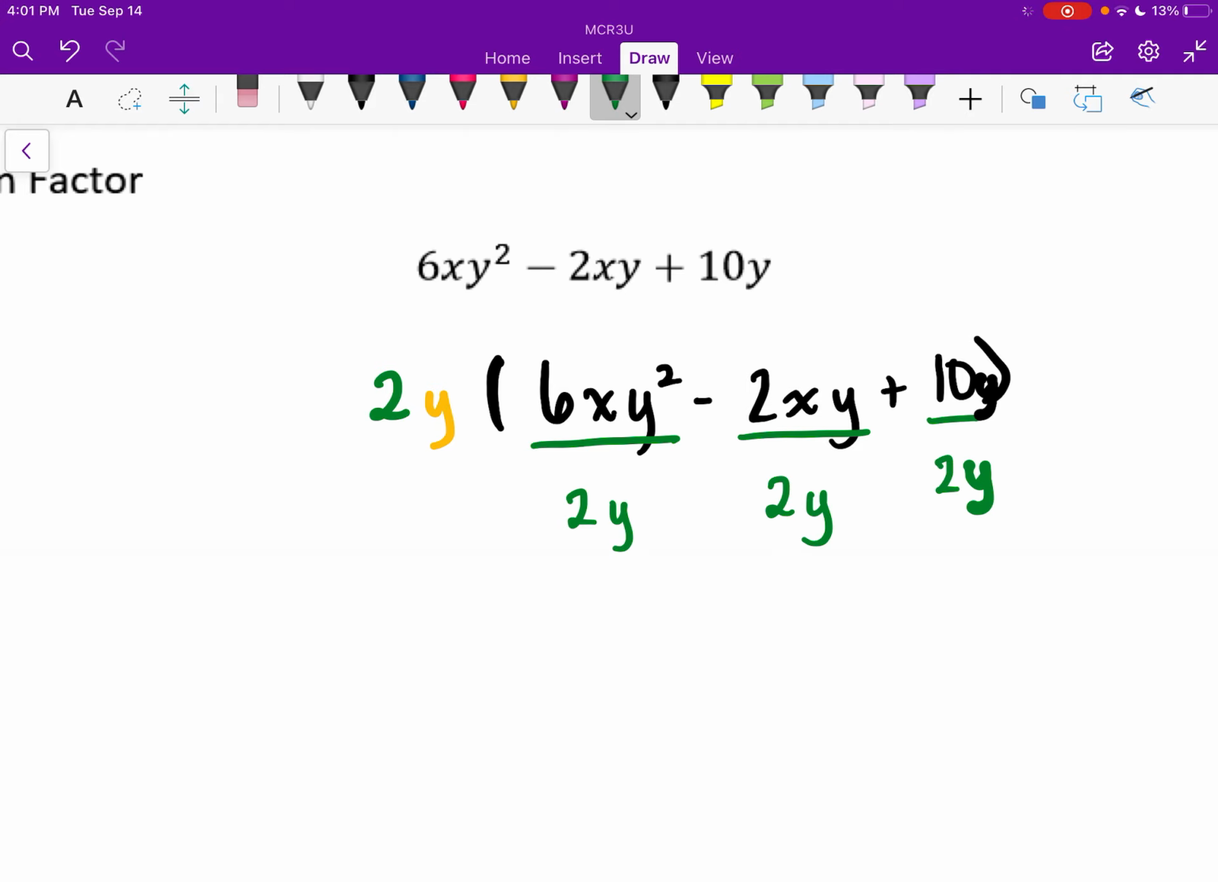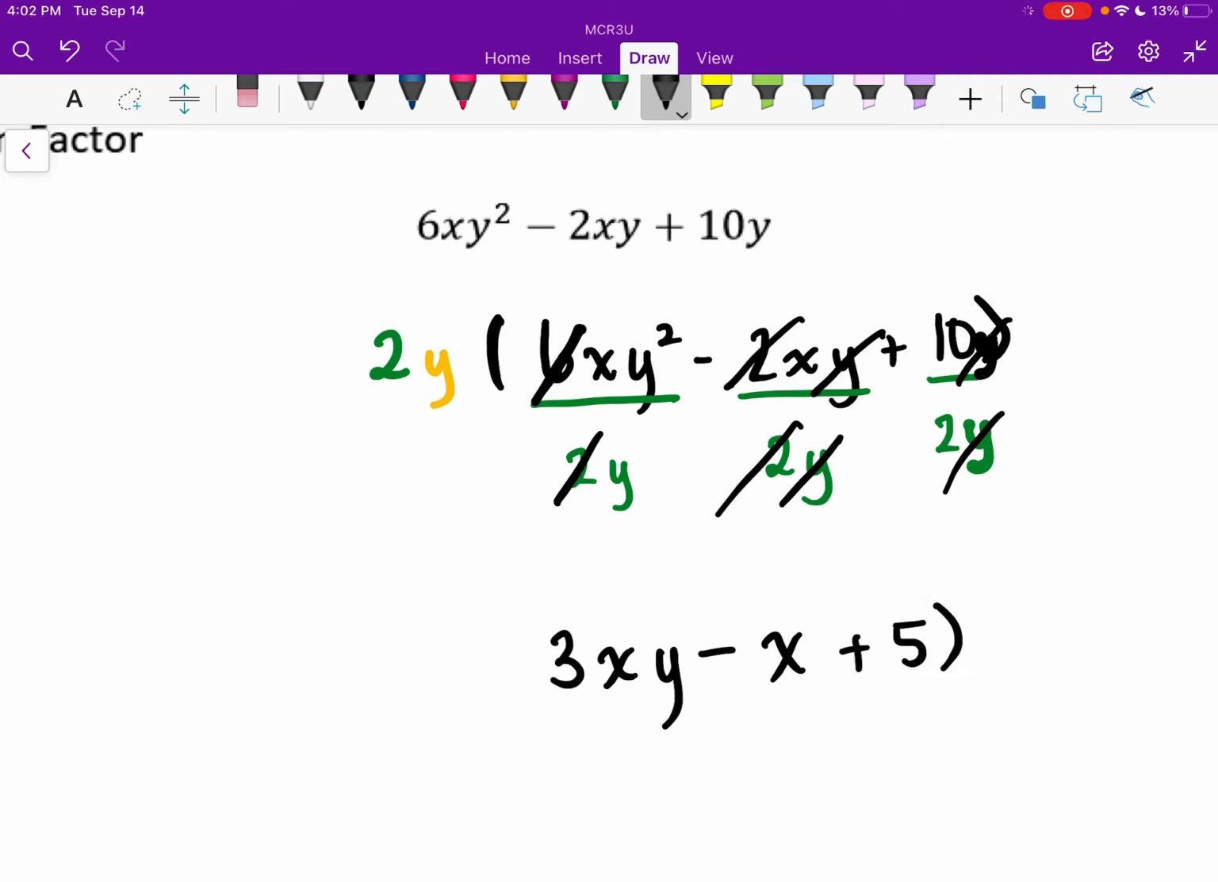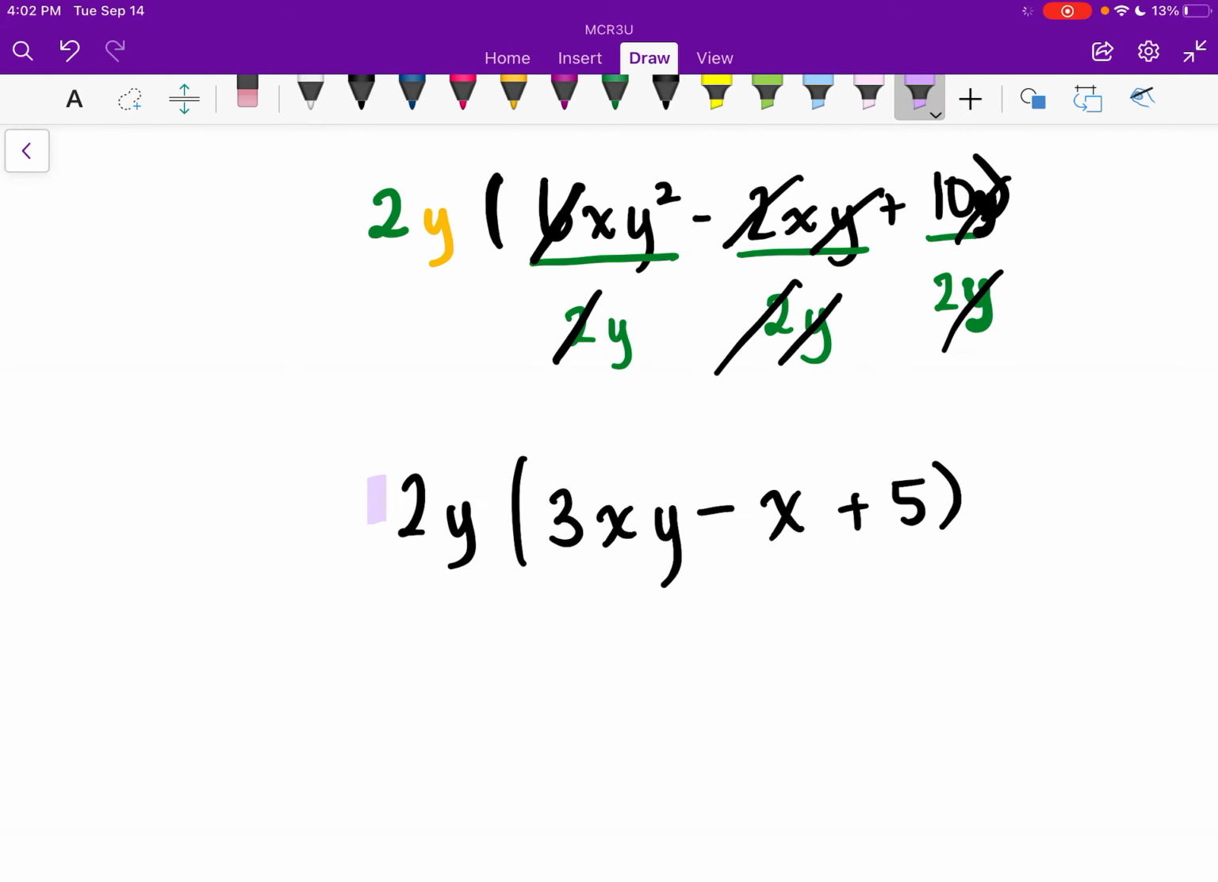All right. So now I'm going to do it term by term, or just do it by variable. So 6 divided by 2 is going to leave us with 3. There's no x to divide, so we can just leave the x. Y squared divided by y is going to be y. Minus 2 divided by 2 is going to give me 1, and the y's cross out there, so I'm left with the x. The y's cross out here, so I'm left with 10 divided by 2, which is going to be 5. And 2y on the outside. And theoretically, if I expand this out, I should get that answer above. And that's my answer.